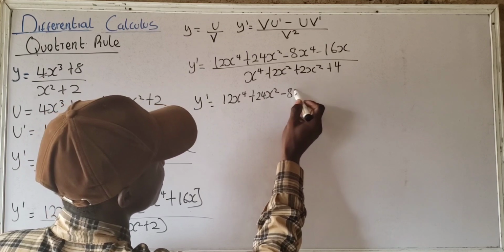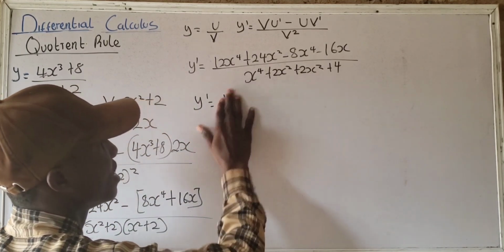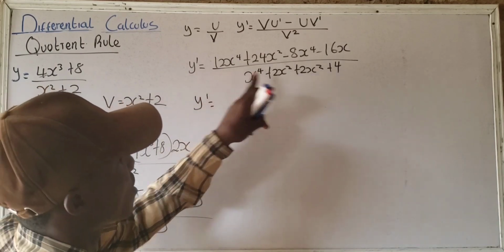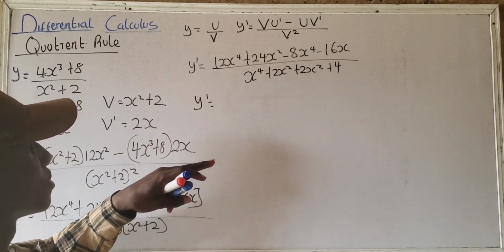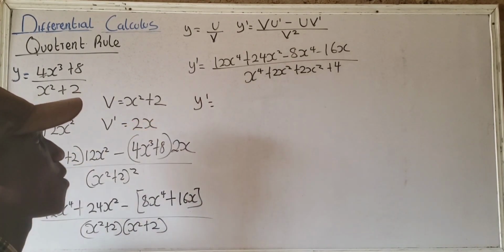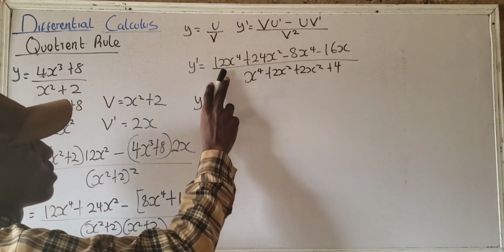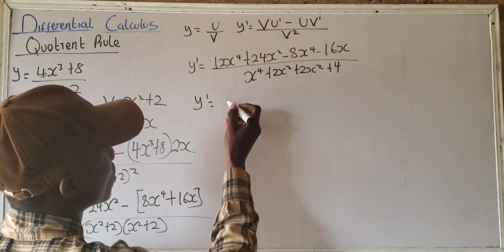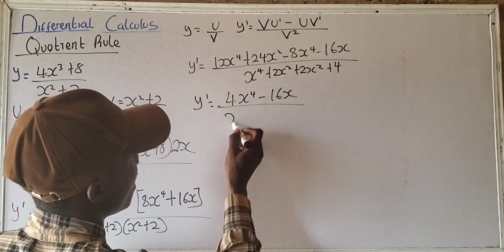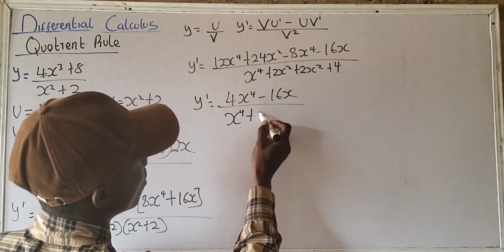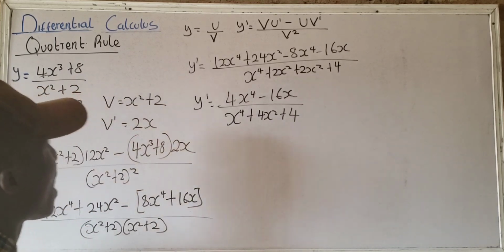the power of 2 minus 8x raised to the power of 4. Okay, we can even simplify it, because we have some powers that are the same. So you can see 12x raised to the power of 4, we can subtract 8x raised to the power of 4 from it because the power of x is the same for both terms. You understand? So 12 minus 8, that is what? 4. So I'm going to have 4x raised to the power of 4 minus 16x all over x raised to the power of 4 plus 4x squared plus 4. Okay, so that is the derivative of y.